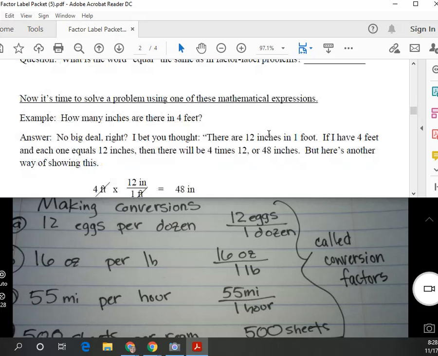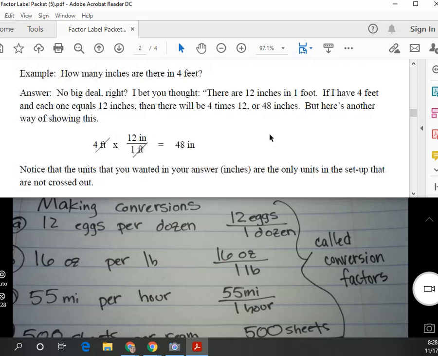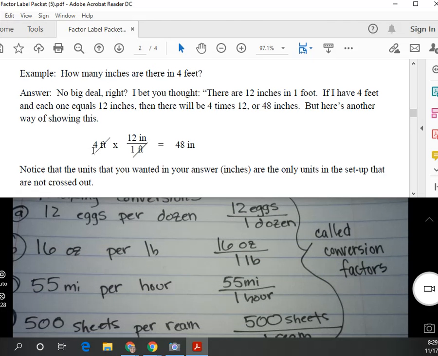Let's look at the example that they gave you, and then we'll do some examples in our notebook. Example: how many inches are there in 4 feet? In your head, you probably think, well, I just multiply 4 times 12, right? You're pretty smart people. But what you're really doing when you multiply 4 times 12 is using a conversion factor in your head. You multiply 4 times 12 and come up with 48.